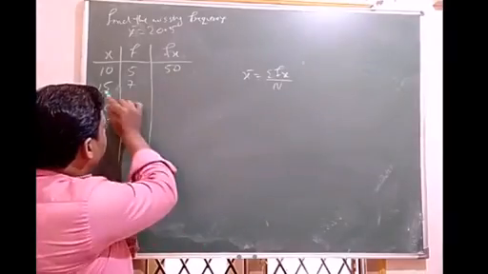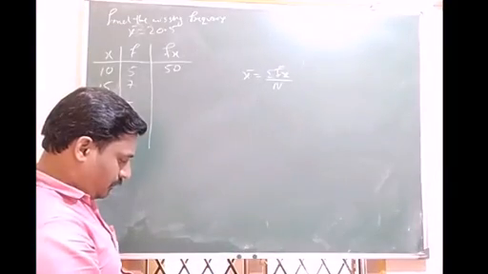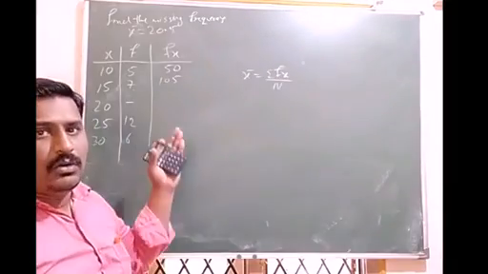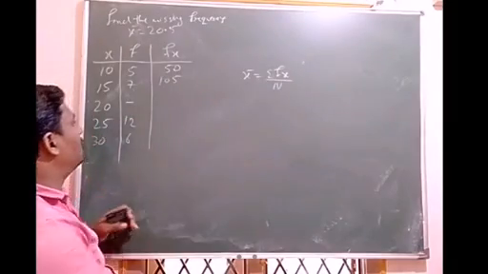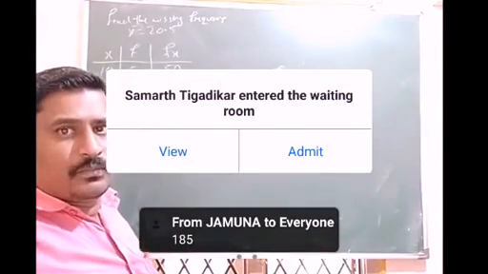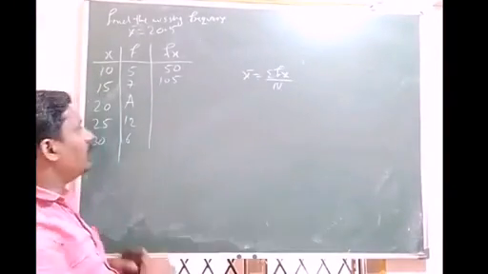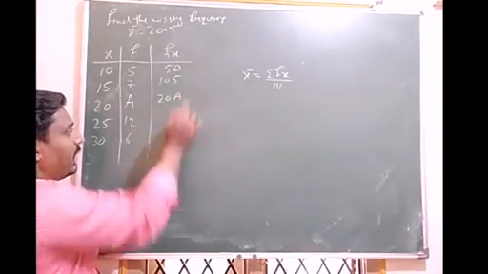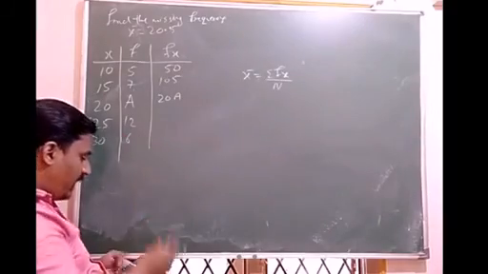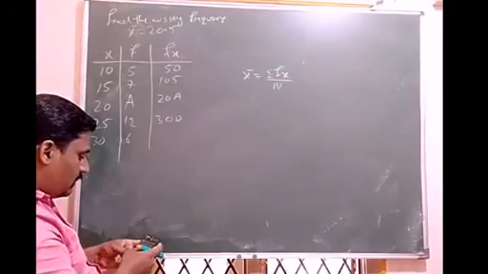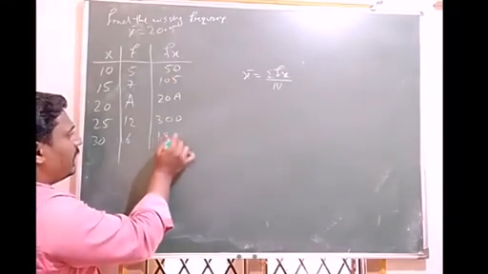Next, 15 into 7. What is 15 into 7? 105. We don't know the value of the frequency of this 20 here, so just name it as A. So 20 into A, 20A. Then 25 into 12, that is 300. And 30 into 6, 180.